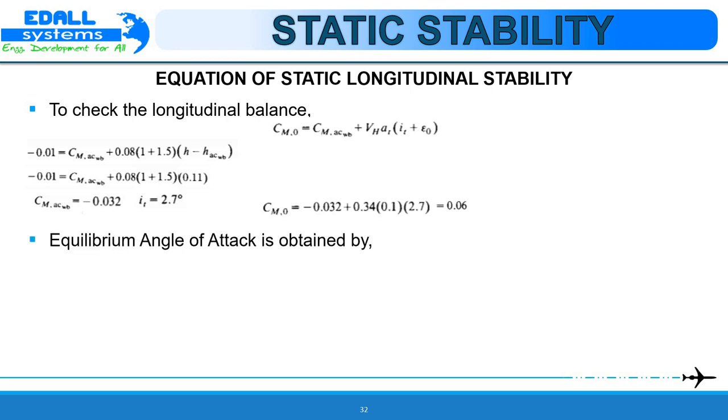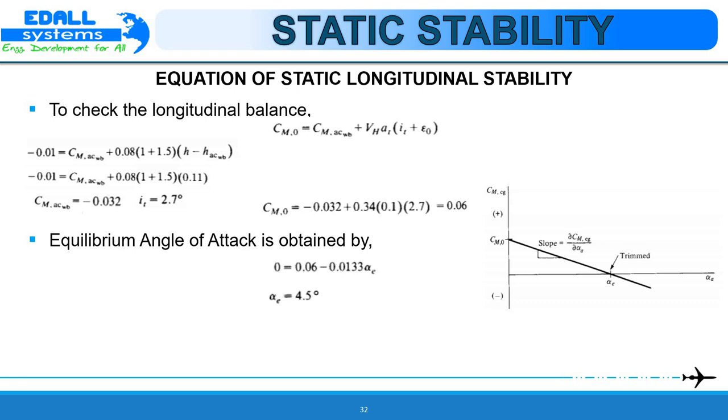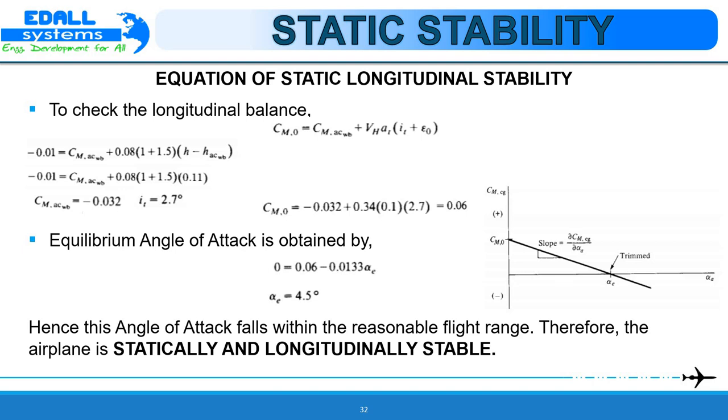Equilibrium angle is obtained by the coefficient of moment at zero angle of attack minus the change in coefficient of moment about the center of gravity divided by the change of absolute angle of attack, into the equilibrium angle of attack. So we get 0 is equal to 0.06 minus 0.0133 into the equilibrium angle of attack, which is equal to 4.5. Hence, this angle of attack falls within the reasonable range. Therefore, the aeroplane is statically and longitudinally stable.